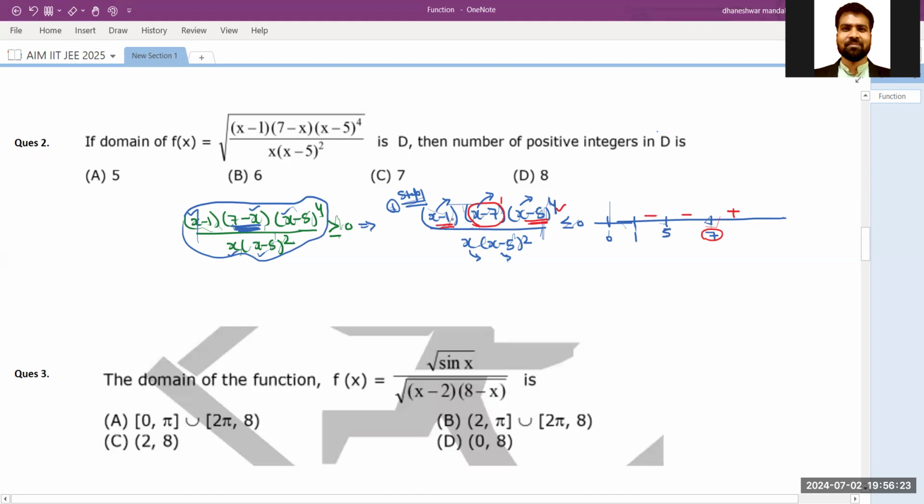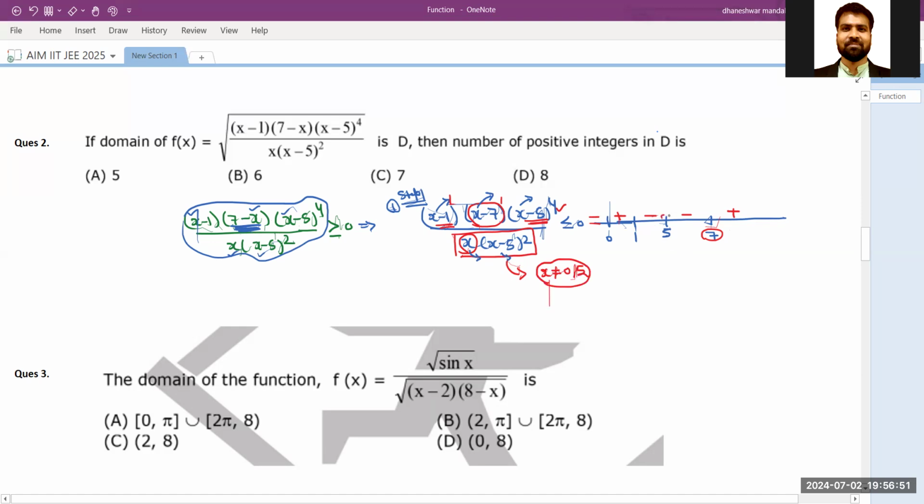If the power of this factor is odd, then again the sign will change. See, the power of this x is also 1, so the sign will change. Is this clear to everyone? Okay. Now, one more thing is there. We have some terms in the denominator. So for this term, I cannot take the value of x equal to 0 and 5.